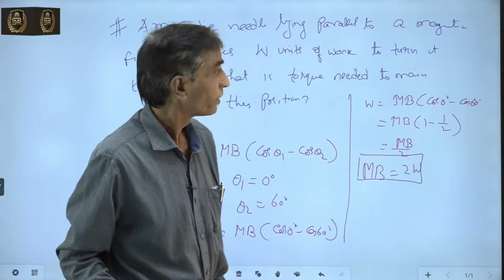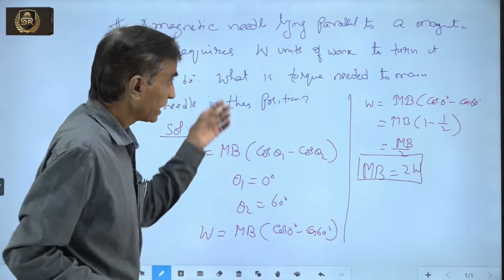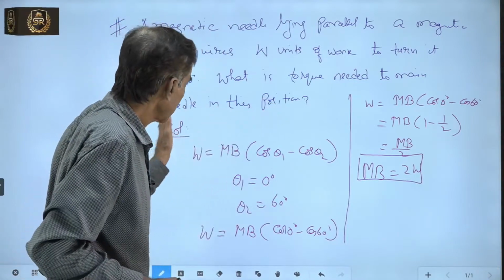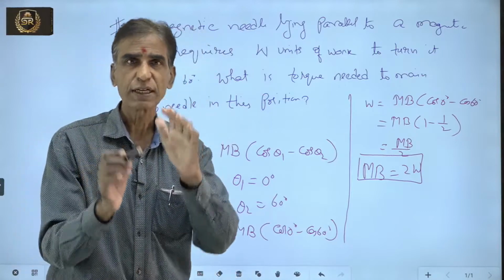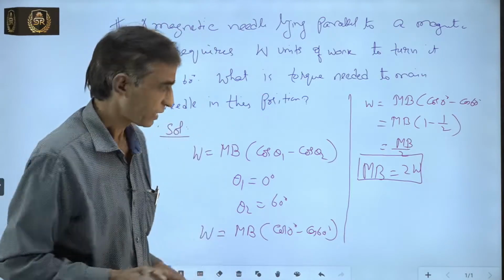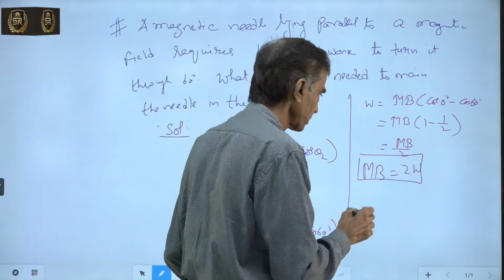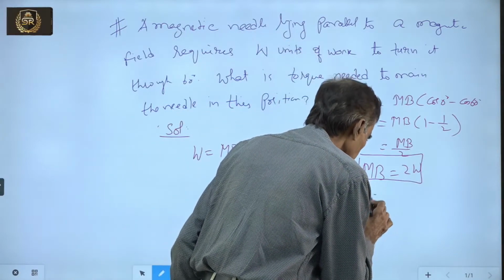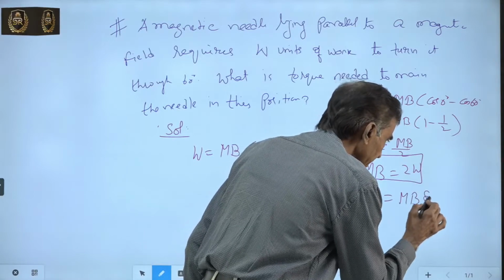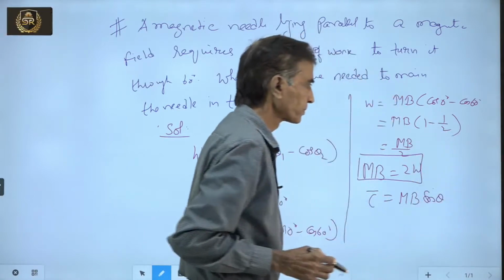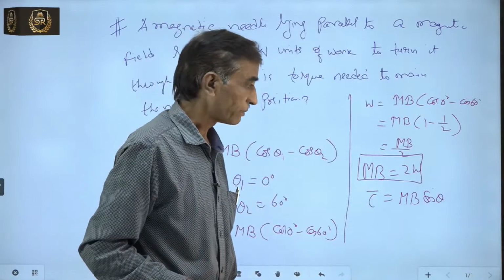Now what do we want here? What is the torque needed to maintain the needle in this position? Means at 60 degree we have to maintain. For that, what is the torque required? So what is the formula for torque? Torque tau equal to MB sin theta, isn't it? MB sin theta.